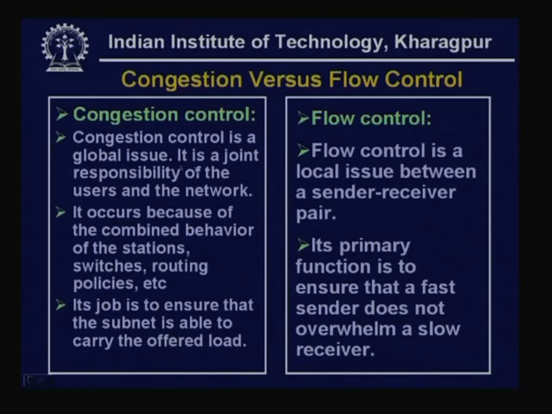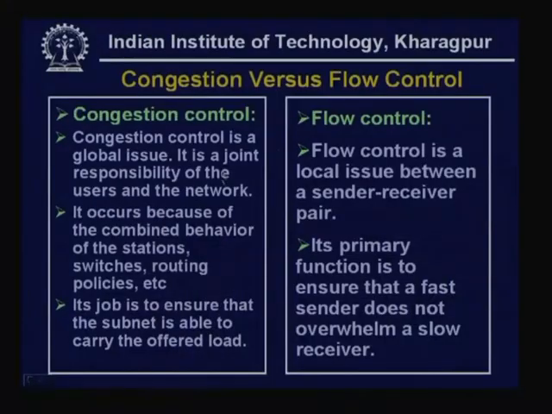Let us take an example of when congestion can occur. Suppose you have got 1000 nodes and they are sending at the rate of 1 megabit per second. In such a situation, when all of them start sending at that rate, or maybe at a lower rate, congestion will occur.